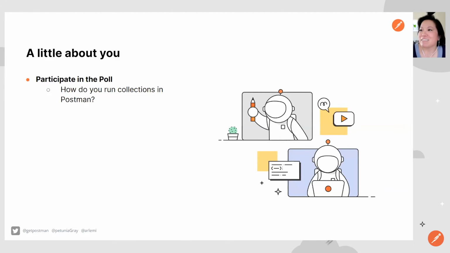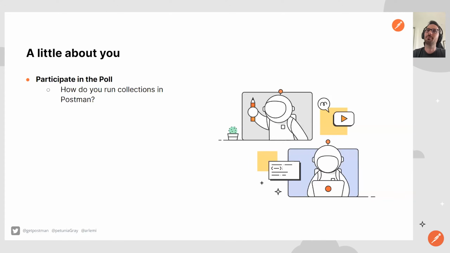Okay, I think it's time for poll number 2. Arlemy? All right, let me start this one. So kind of the same way as the first one, this one is not just about the type of test you do, but about how you do it. You've seen in the first demo that there are ways to run collections. The question is, if you've run collections, how do you run them? So I'm going to launch the poll now.